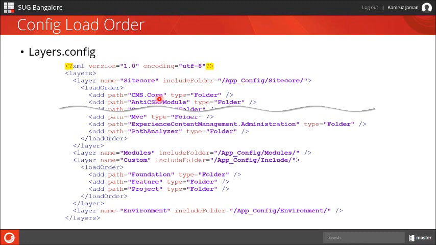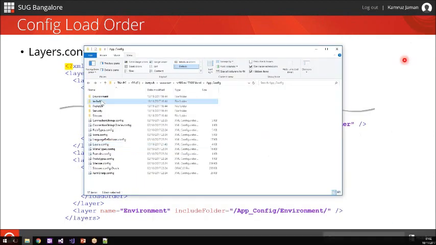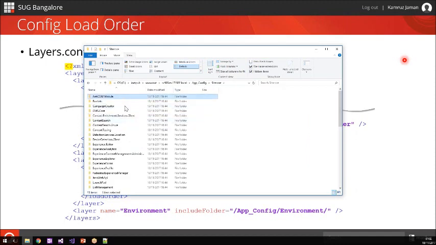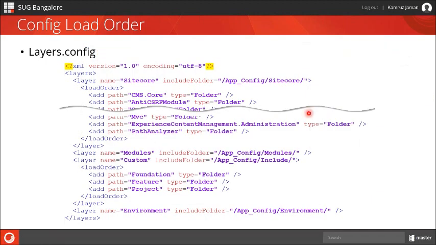So Sitecore has moved all its own configuration to its app config folder, and they have been quite nice and organized everything within subfolders themselves. So if we go into the Sitecore folder now, you can see there's a whole heap of different folders in here. And of course, these are alphabetical, but Sitecore themselves don't necessarily want to load these in that particular order. So you now have, for example, cms.core will load before anti-CSRF module folder.